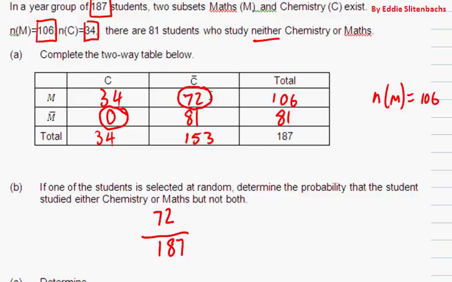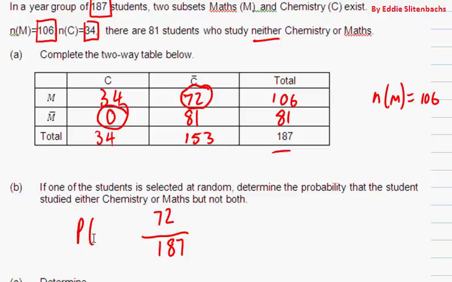So let's go through this again, just one more time. If one of the students is selected at random, determine the probability that the student studied either chemistry or maths, but not both. So it has to be maths and not chemistry, because it's just one of them, or it has to be chemistry and not maths. So maths and not chemistry is 72. Chemistry and not maths is 0. Both of those totals added together was 72. And since it's the probability, it's out of the total because there's no other restrictions. So that should have been the answer to that.